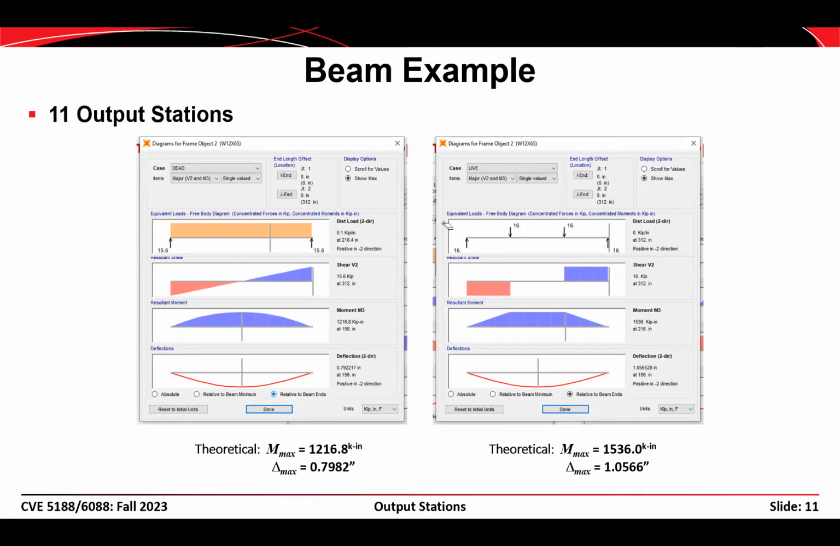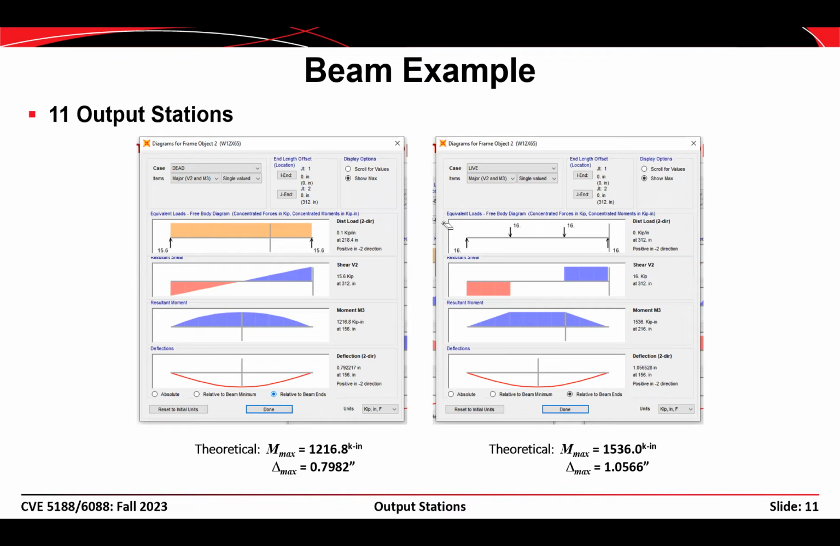Now, if you go in and go to display, show tables in SAP 2000, what it does is it reports the output at each one of those output stations. And so if I had SAP running, I would show you how to do that. But I'm going to wait until Thursday to give you that example.